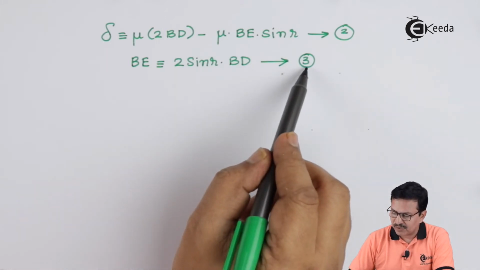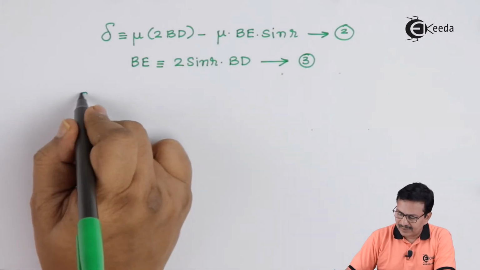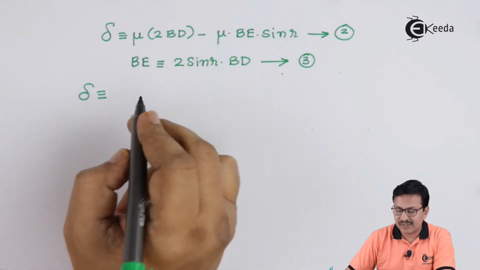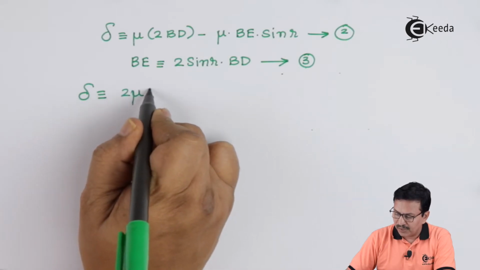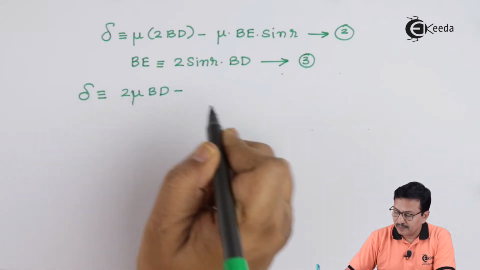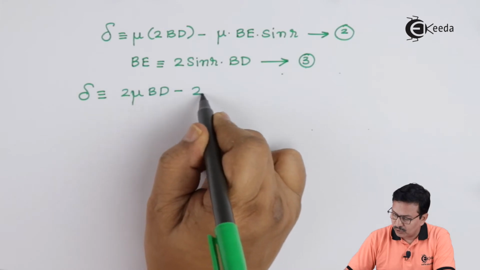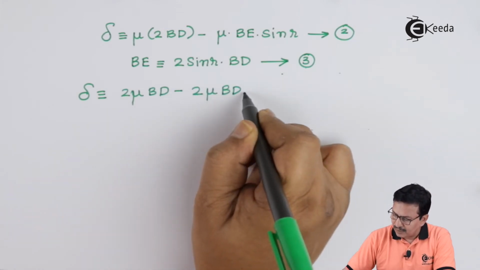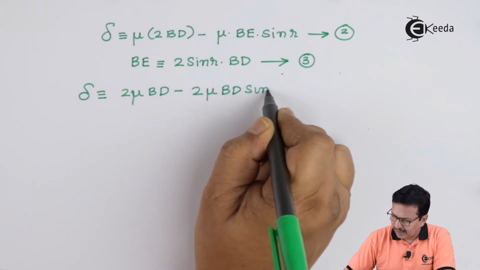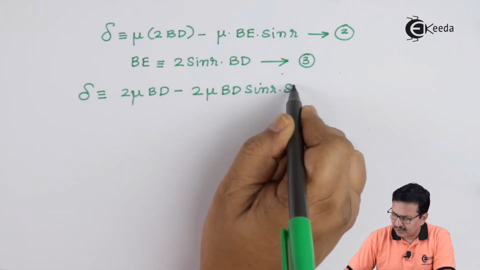Let us substitute expression 3 in 2, and therefore the path difference delta is going to be equal to 2 mu into BD minus 2 mu into BD sine r into sine r.